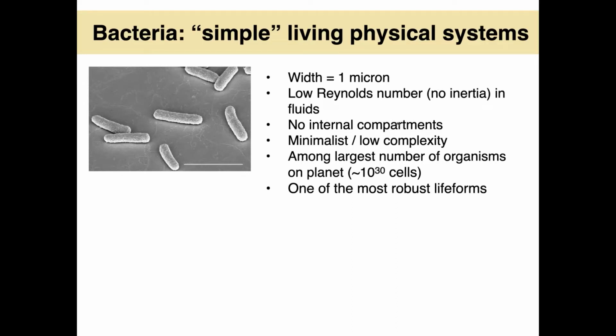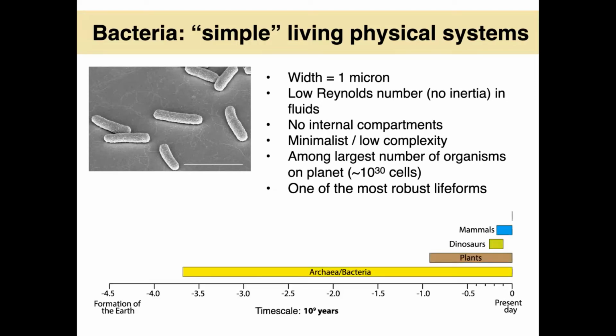Bacteria don't have internal compartments. If you're used to studying mammalian cells, you hear about a nucleus, you hear about a lysosome or something like that. Bacteria don't have those compartments. I like to think about them as minimalists that have low complexity. The striking thing is that they are very successful organisms. They've been around for a long time, and they are among the largest number of organisms on the planet, with an estimated 10 to 30 cells. They are second only to viruses, and viruses have their own story that is very interesting.